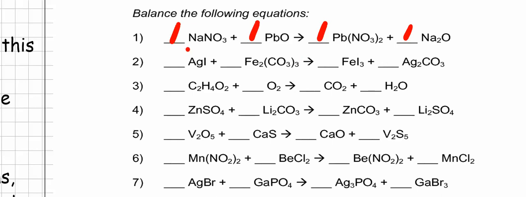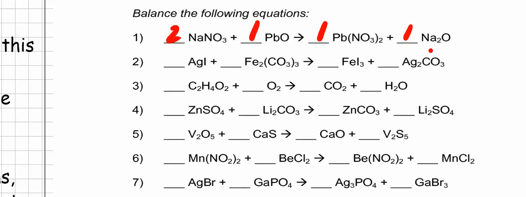Let's take a look at sodium. How many sodiums do I have on the left? 1. How many on the right? 2. There are 2 right now. I have to fix that. So I'm going to fix that first by changing this 1 to a 2. Now notice sodium is fixed. 2 sodiums on the left, 2 sodiums on the right.